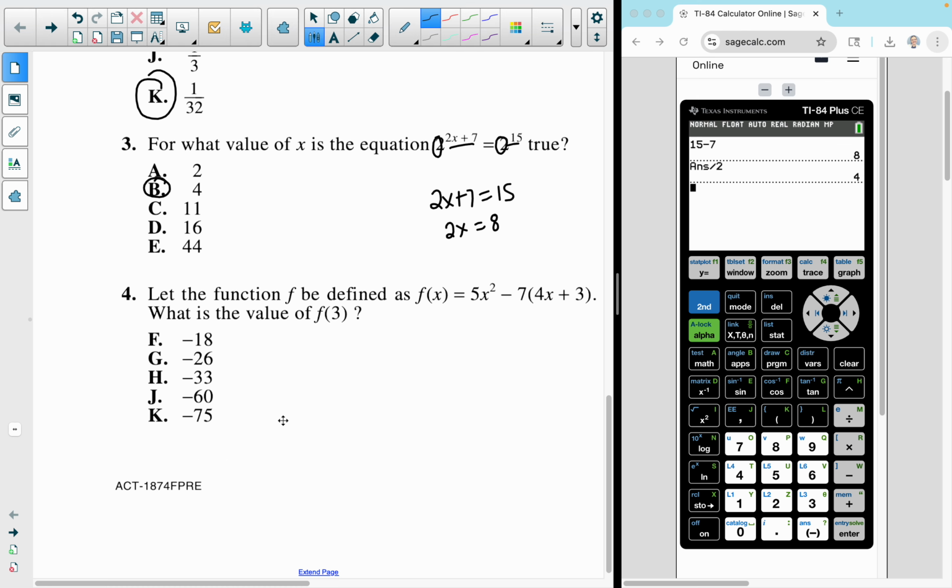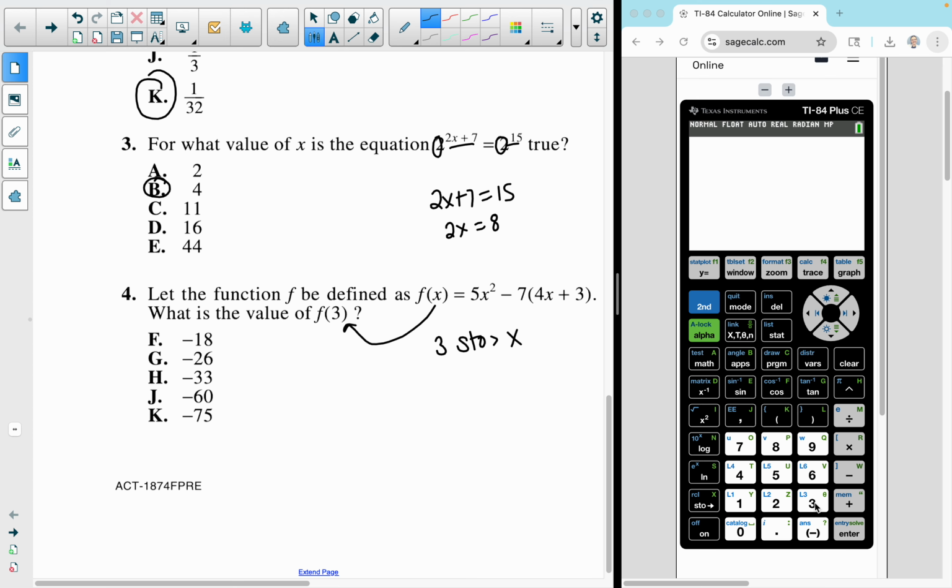Then question 4, let the function f be defined as this function. What is the value of f of 3? This means that the x is the 3. So I'm going to use my calculator to do this entire problem because I do not want to have to do this by hand. I'm actually going to store the value of 3 in for the x. So I'm going to do 3 store x.